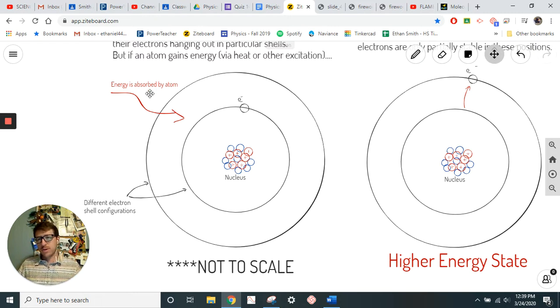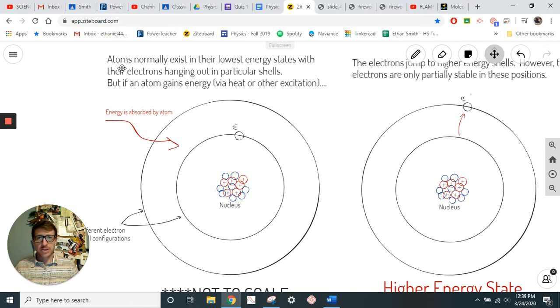Now, one thing to note is that there are different electron shell configurations that you can have, right? These electrons are going to be wandering around the nucleus, but they're not confined to just one shell. They can wander between these different shells. However, there is a shell that they tend to prefer, in what's called their low energy state, okay? So in this case, this electron would be in its low energy state. It's kind of steady, it's calm, right? Atoms normally exist in their lowest energy states, right?